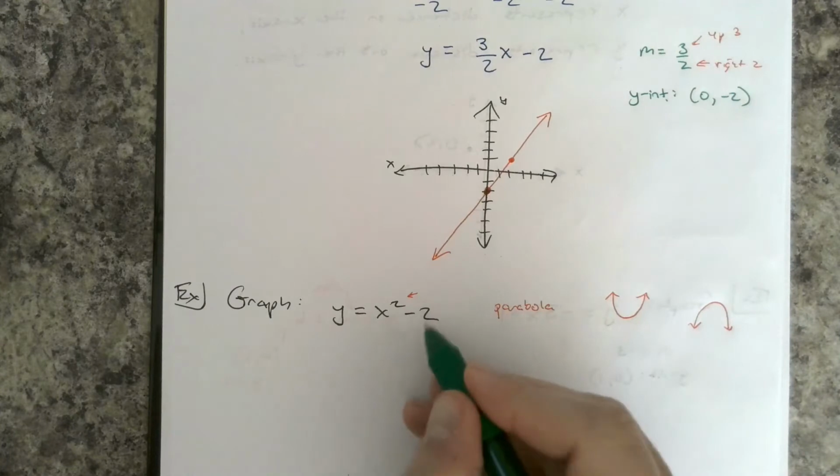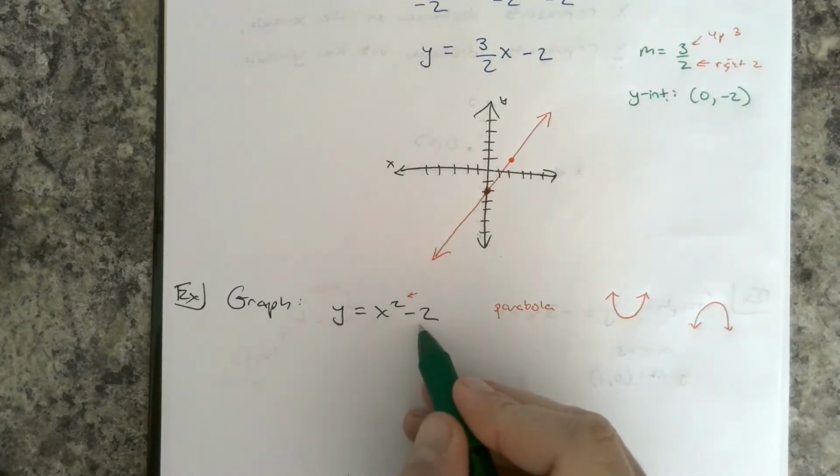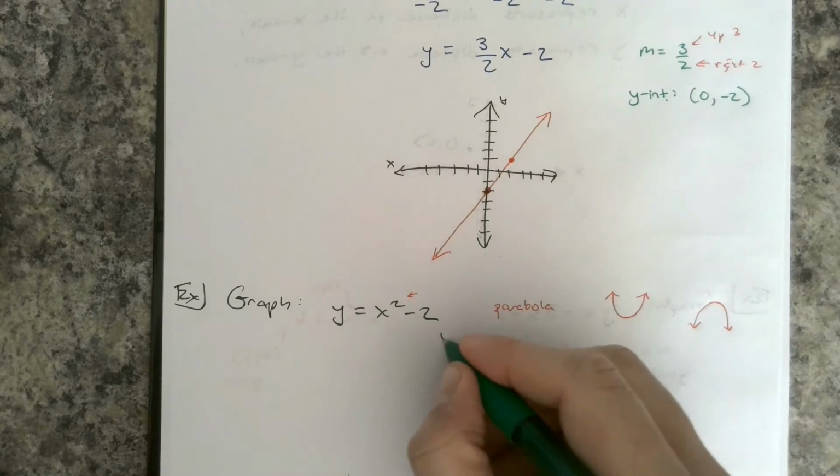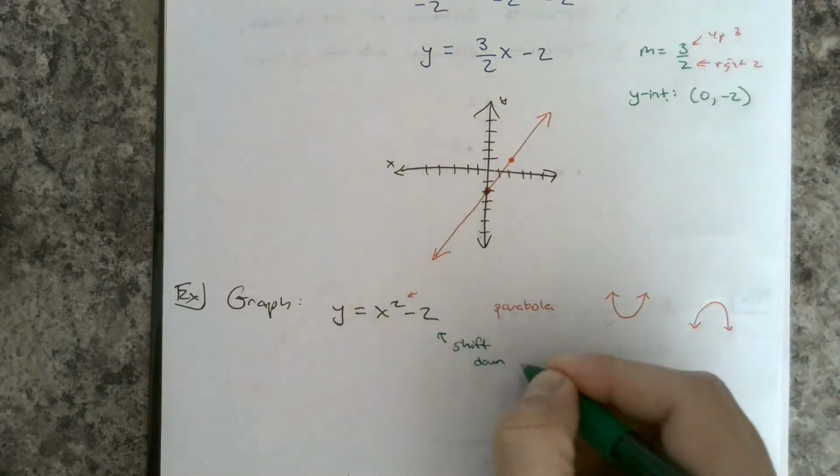This minus 2 here tells us that the parabola y equals x squared is shifted down 2 units. So this really tells you that it has a shift down 2 units.